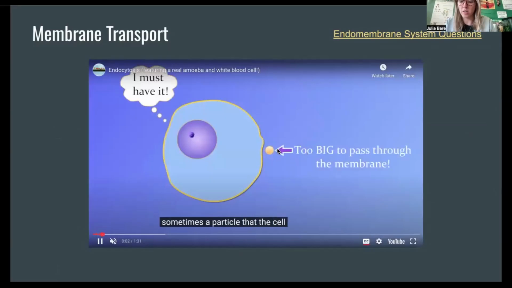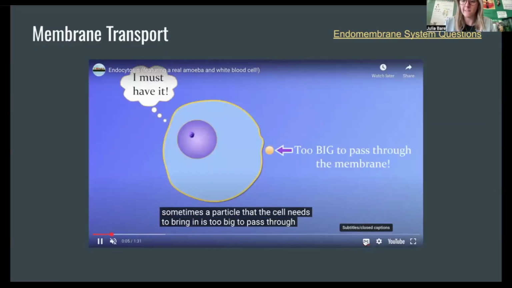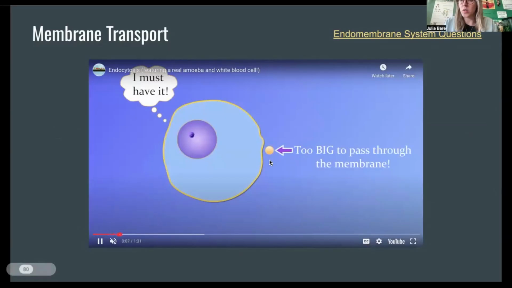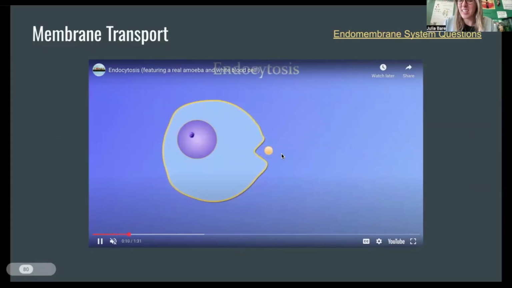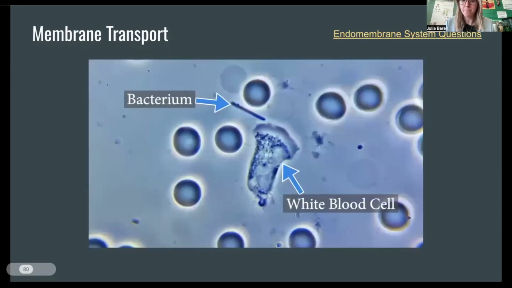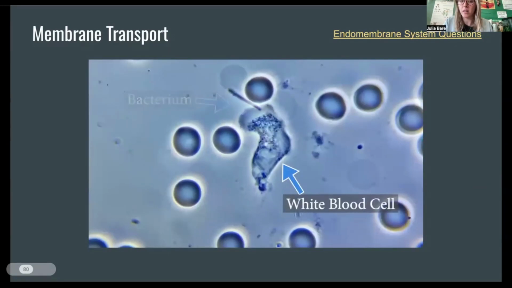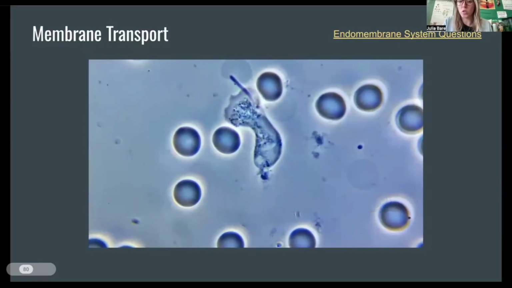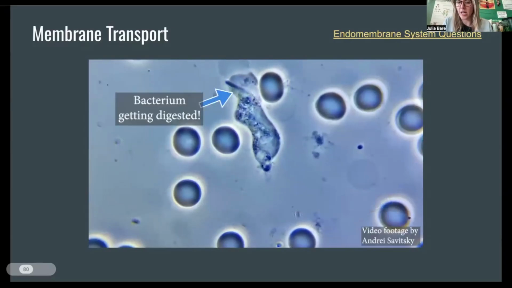So watch this particle. It's too big to pass through the cell membrane, but it also needs to get into the cell. The cell needs whatever this molecule is. So what it's going to do is wrap its membrane around the particle and then pinch off the membrane to form a vesicle. And a vesicle is just like a membrane package. Imagine it like a membrane balloon, right? And this is another image of a white blood cell doing endocytosis, where it's swallowing up a bacteria.